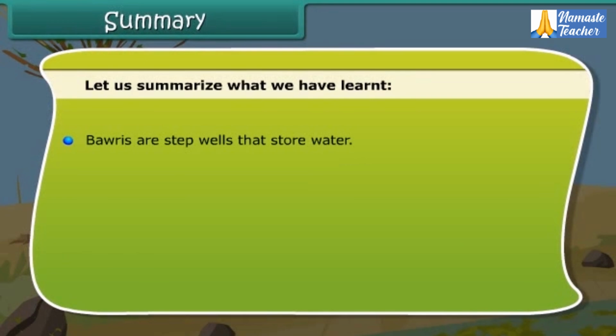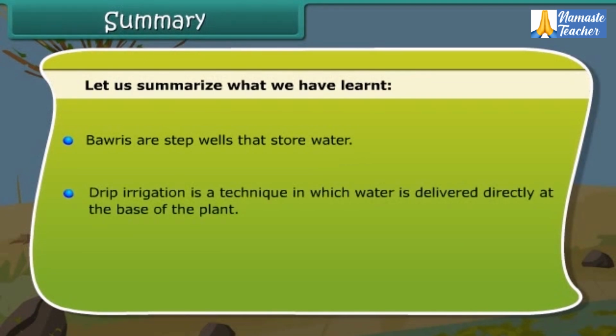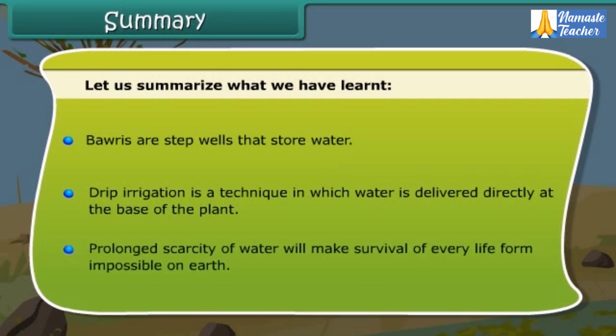Boweries are step wells that store water. Drip irrigation is a technique in which water is delivered directly at the base of the plant. Prolonged scarcity of water will make survival of every life form impossible on Earth.